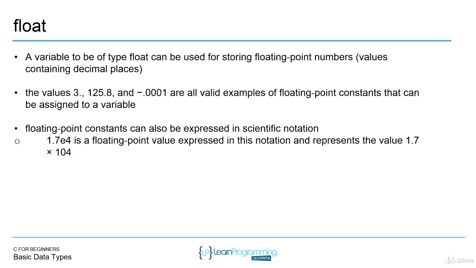Floating point constants, which are the values that you assign, can also be expressed in another notation called scientific notation. So you can assign a value like 1.7e4 to a floating point variable. And that's just going to mean that it's represented in scientific notation. The C compiler understands it. It represents the value as 1.7 times 10^4.